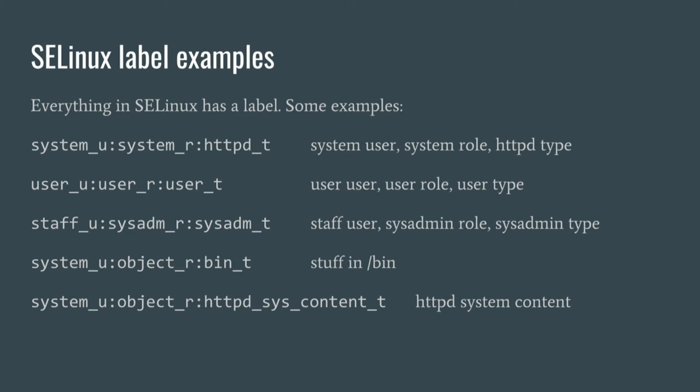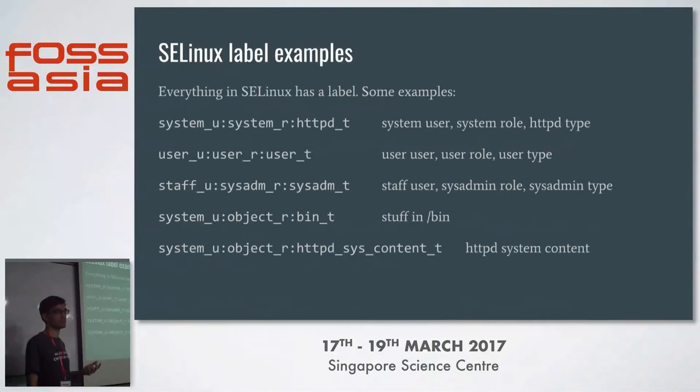And the last one is httpd_sys_content_t, which is content for the web server that's system-wide, like in /var/www. Then there's also httpd_user_content_t, which is the stuff in your home directory, like public_html.